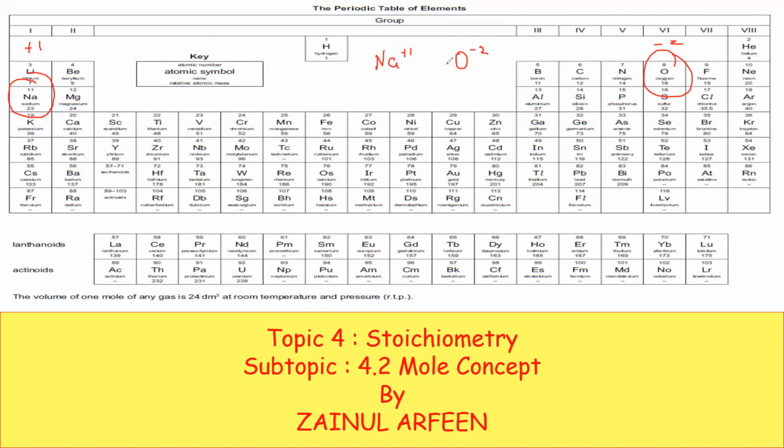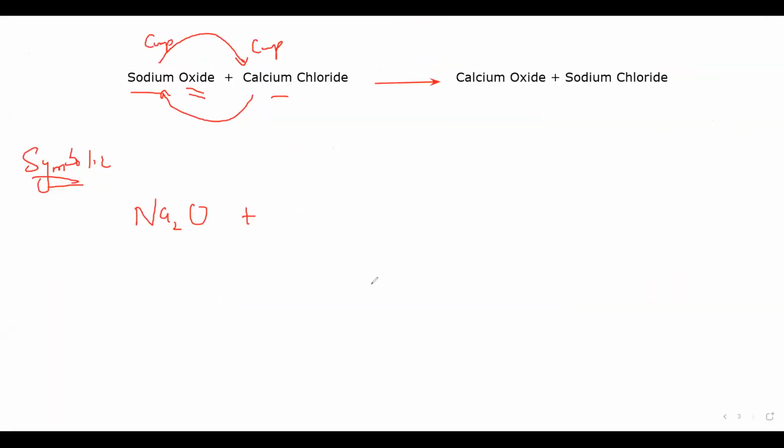First we simplify the valency in the simplest ratio, and then we cross multiply. So this 2 is the valency of oxygen, which will come with sodium, and 1 is the valency of sodium, which will come with oxygen. So the formula of sodium oxide will be Na2O. That's why for sodium oxide we write Na2O. That's the formula according to the valency of each element. Is it clear now?